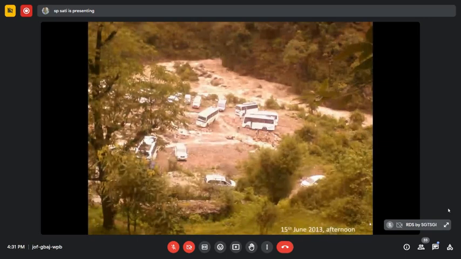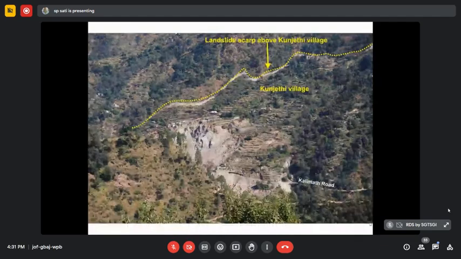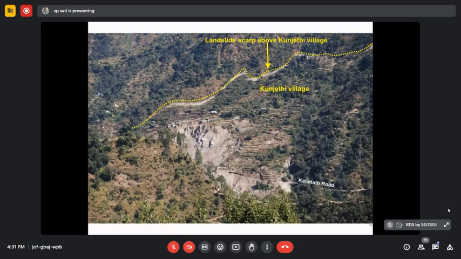And this was that parking, which was there just one day before, on 15th June. And now, just after that, it was wiped out. No sign of it. The date 15 June is written wrongly here; it was 18th of June. These are the landslides developed during that event.